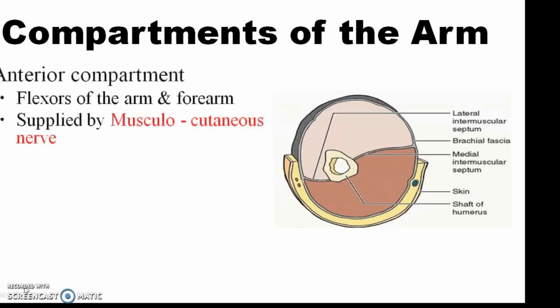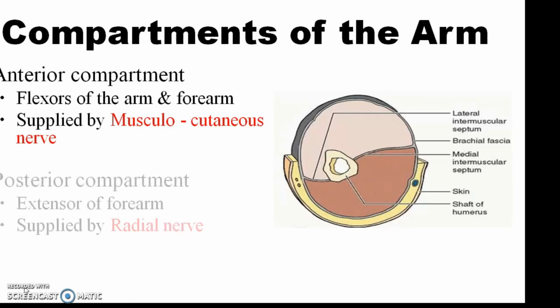We will be having the anterior compartment, which we will call the flexor compartment also. Here we will be having flexors of the arm and forearm region, which is supplied by a nerve called the musculocutaneous nerve. Musculocutaneous in the sense that the nerve supplies muscle in the upper part, and then continues as cutaneous sensation for the lower part of the arm and forearm region. So we are calling that the musculocutaneous nerve.